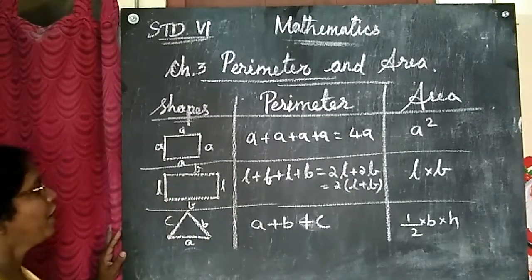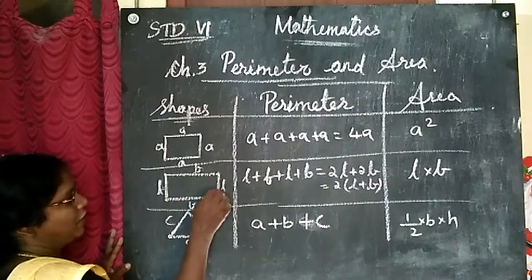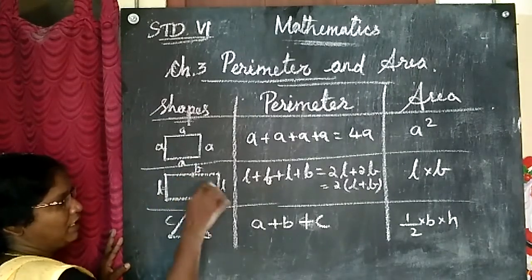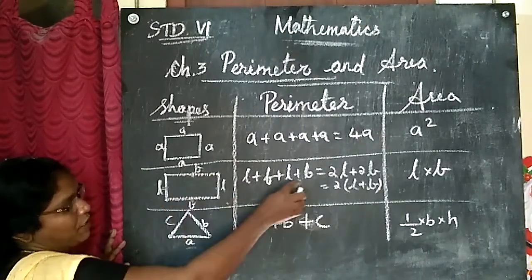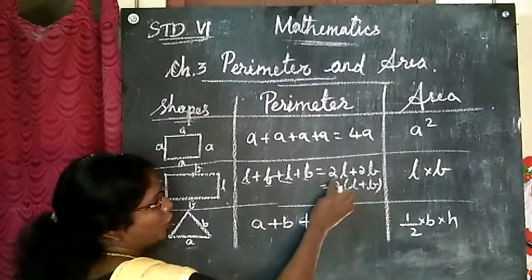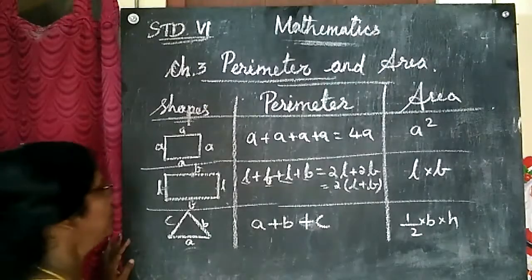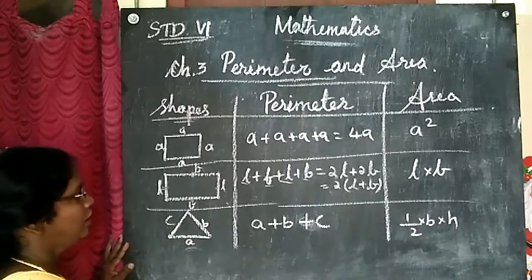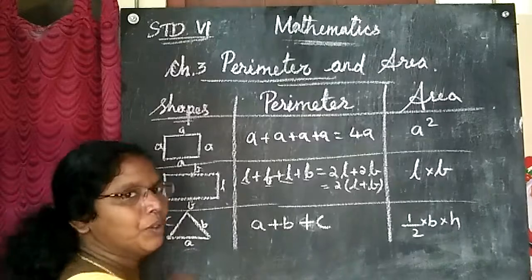In the same way, how to find out the perimeter of a rectangle? Here you see opposite sides will be equal in a rectangle. So these two are B, these two are L, length and breadth. So L plus B plus L plus B, that means 2L and 2B. I am taking 2 as common, 2 into L plus B. This is the formula to find out the perimeter of a rectangle. How to find out the area of a rectangle? L into B.